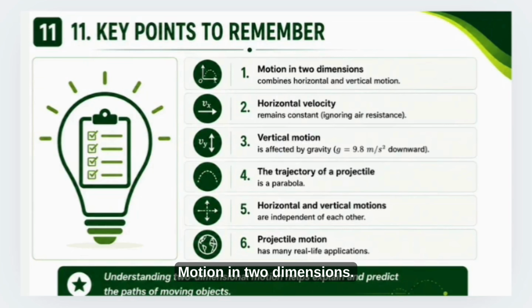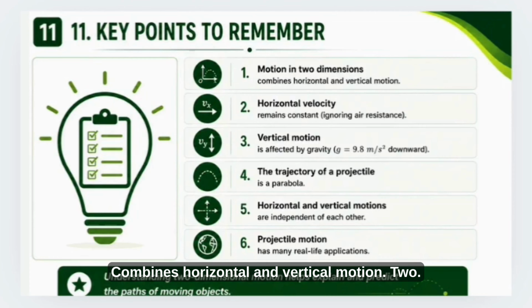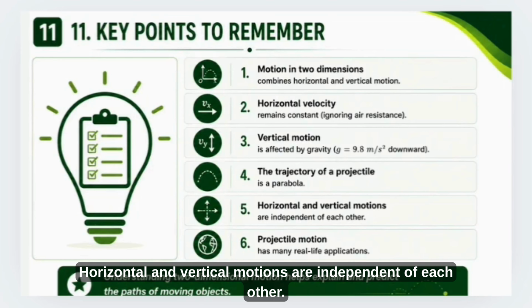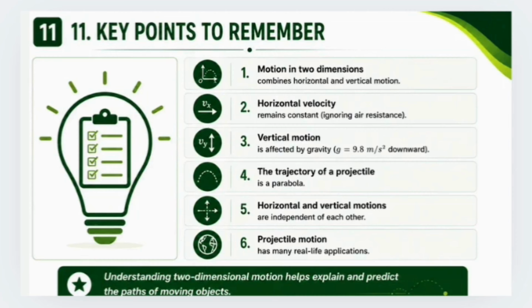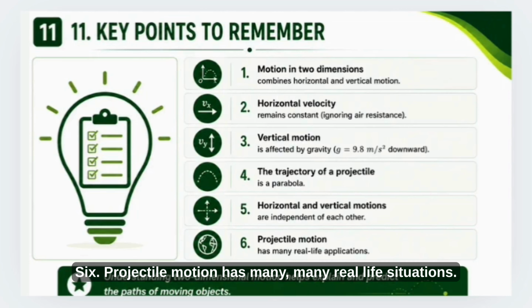Then we move to key points to remember. 1. Motion in two dimensions combines horizontal and vertical motion. 2. Horizontal velocity remains constant, ignoring air resistance. 3. Vertical motion is affected by gravity. Gravity is acting downward. 4. The trajectory of a projectile is a parabola. 5. Horizontal and vertical motions are independent of each other. 6. Projectile motion appears in many real-life situations.